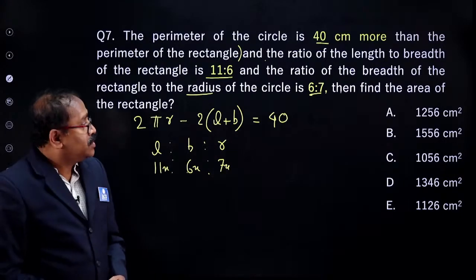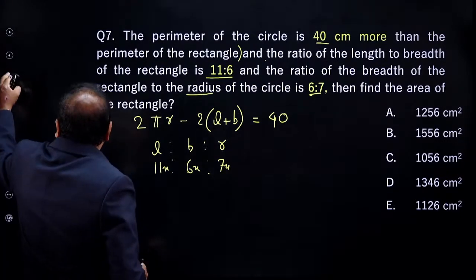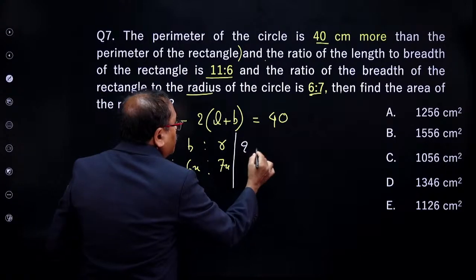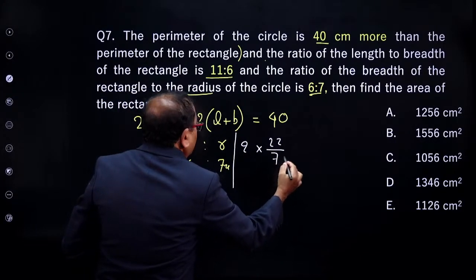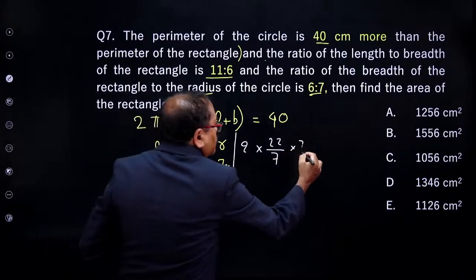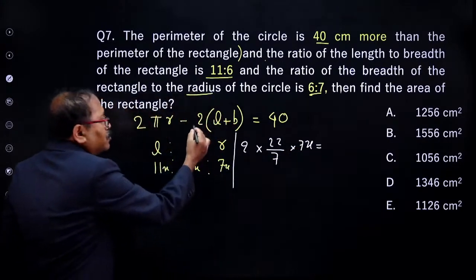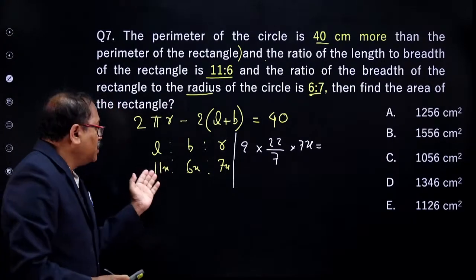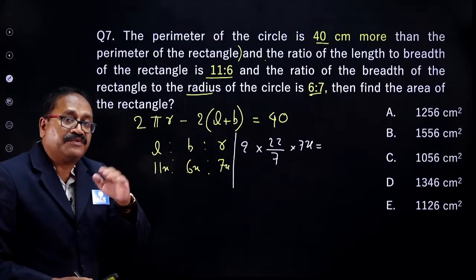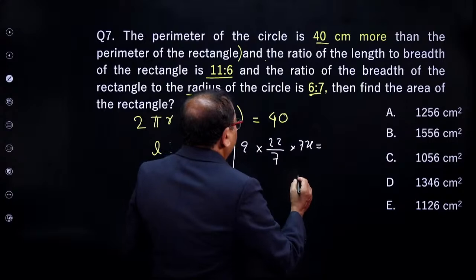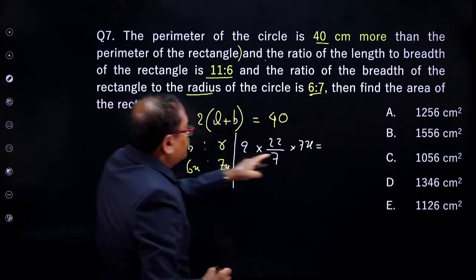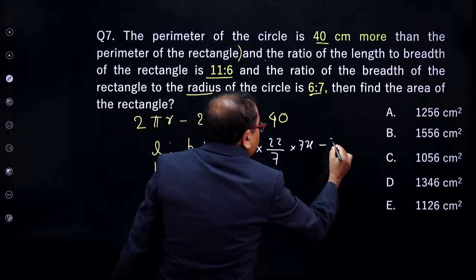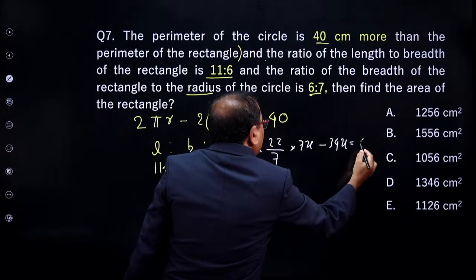Okay. Shall I write down the equation? चलिए, अब वो equation भी हम यहाँ पे लिख देते हैं. हाँ, वो equation क्या हो रहा है? That is 2 into 22 by 7 into r is 7x, which is equal to 2 times of L plus B. The L is 11x and the B is 6x. 11 plus 6 is 17 and 2 times of 17 is 34. So 34x minus. So this is minus. चलिए, minus 34x which is equal to 40.